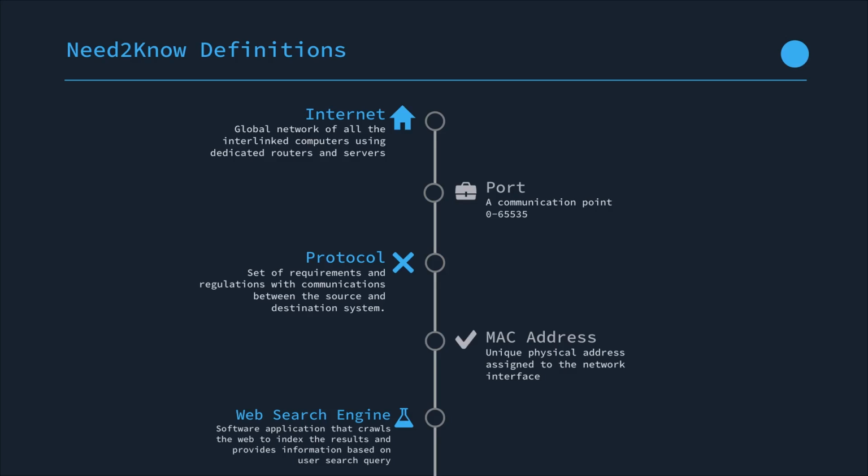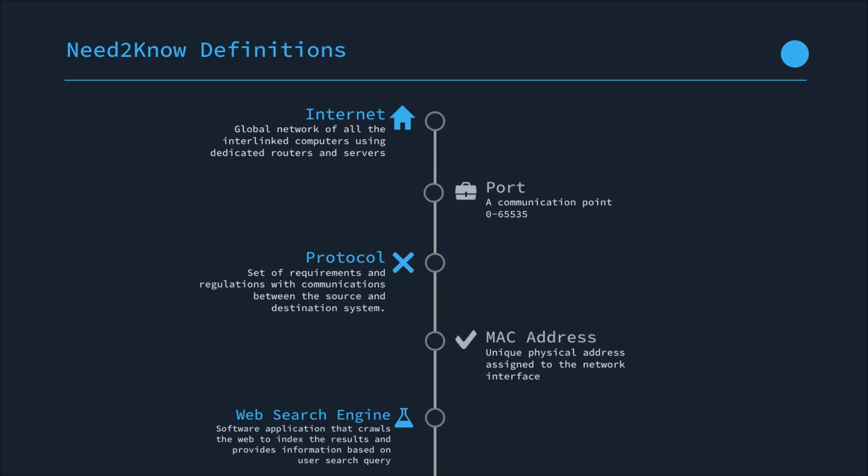Internet. Most of you have heard of it, and you wouldn't be watching this video if you did not know what the internet was, but let's just go over what it really means. It's a global network of all interconnected computers based on dedicated routers and servers so we can all communicate with each other and share information.